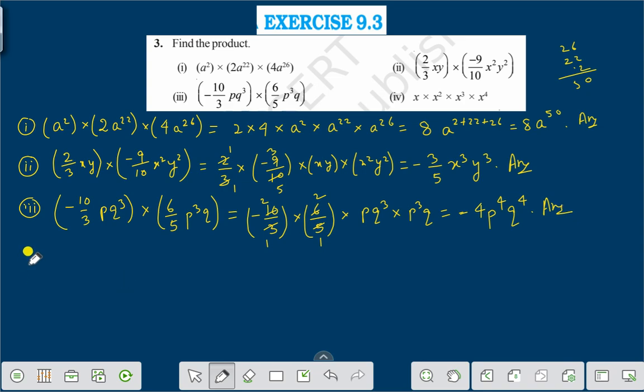Now question number 4. Question number 4 here you see is x into x square into x cube into x to the power 4. Here you see the base is the same, then we need to add the exponents, x to the power 1 plus 2 plus 3 plus 4. Therefore, we are getting x to the power 10, and that is the answer.